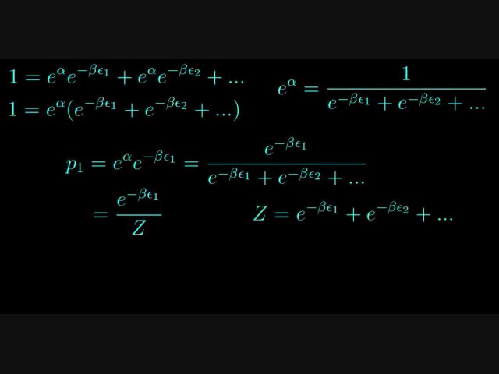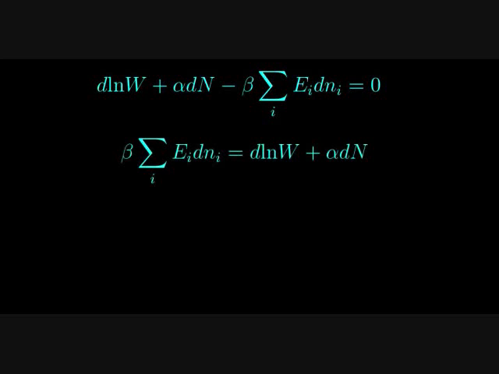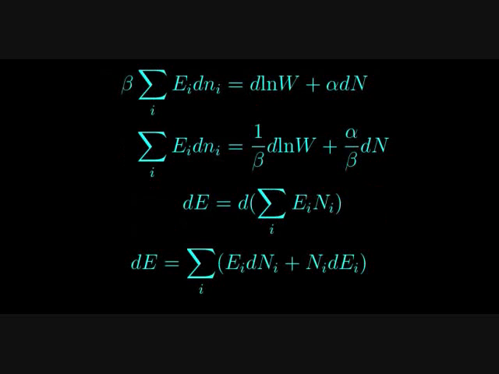To find beta, remember that we set the differential of the natural log of W plus alpha times the sum over d n sub i minus beta times the sum over E sub i d n sub i equal to 0. Write the sum over d n sub i as dN. Add beta times the sum over E sub i d n sub i to both sides. Divide both sides by beta. Remember that E can be written as the sum over E sub i n sub i. Take the differential of both sides. Use the product rule, and do not assume that the energy levels remain constant.